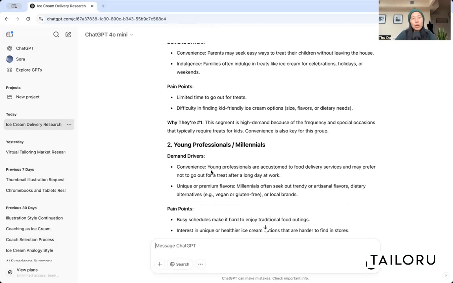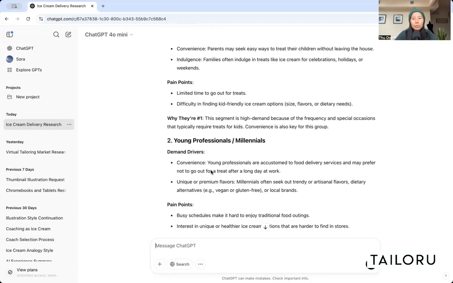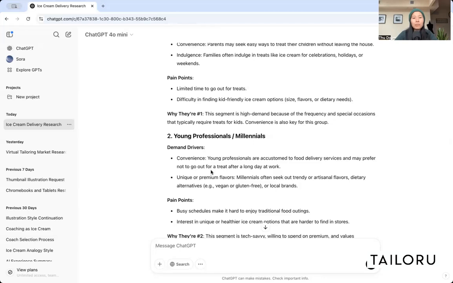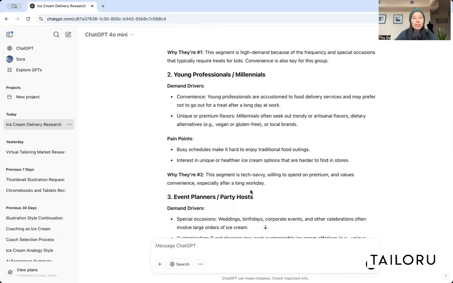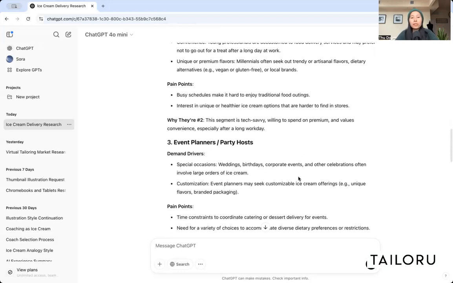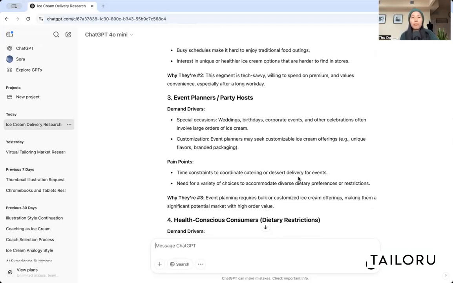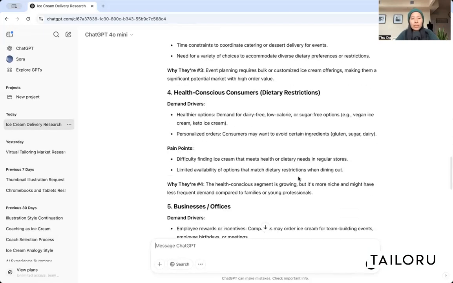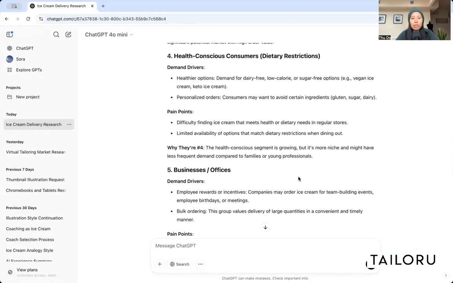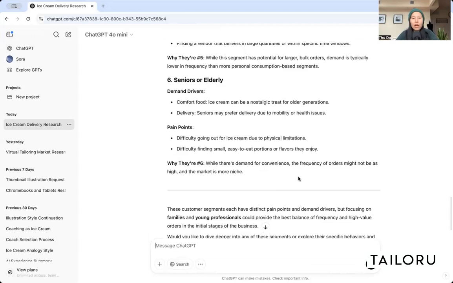which is number two, I'm going to look briefly at the convenience factors and unique and premium flavors. For this audience, it's less about access as much as it is about experience. The nice thing about this segment is that they're tech savvy and they're willing to spend on premium. So that is a consideration. And then the third type is event planners and party hosts. The fourth is health-conscious consumers. Fifth is businesses, offices, and seniors or the elderly.